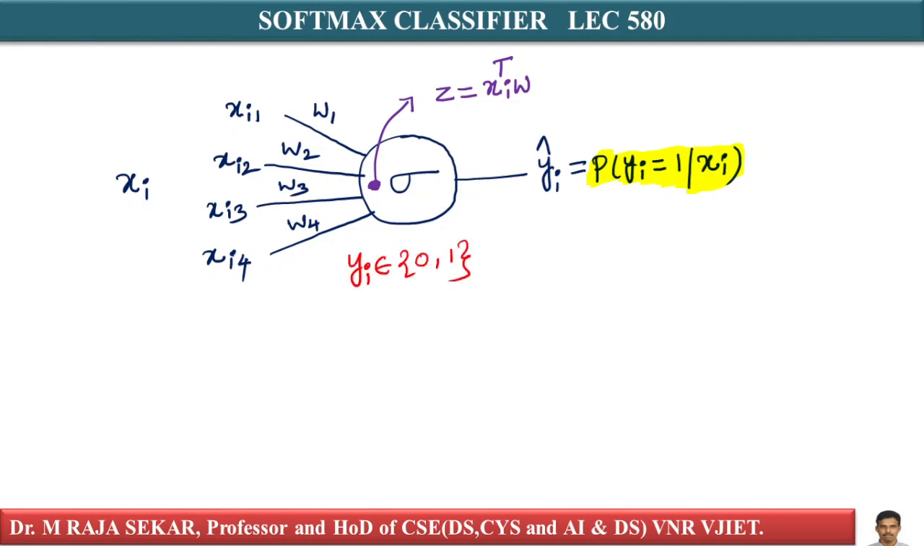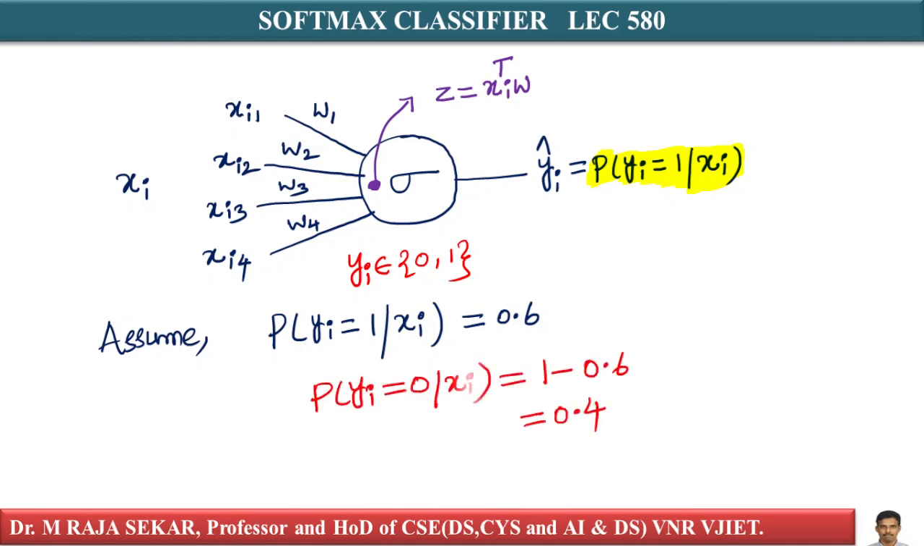If I know this probability, the probability of yi equal to 1 given xi, you have only two possible outcomes, isn't it? What are those two possible outcomes? 0, 1. yi belongs to 0, 1. Let's assume this probability is 0.6. Which probability? The probability of yi equal to 1 given xi is 0.6. If somebody gives me this probability, I can easily compute the probability of yi equal 0 given xi, because there are only two possibilities. This is nothing but 1 minus 0.6, which is equal to 0.4. So that is the probabilistic interpretation of logistic regression, isn't it?